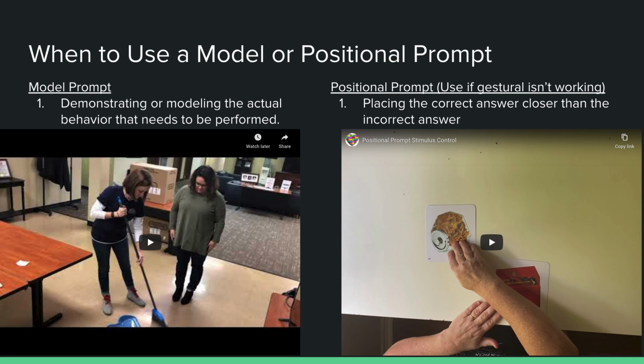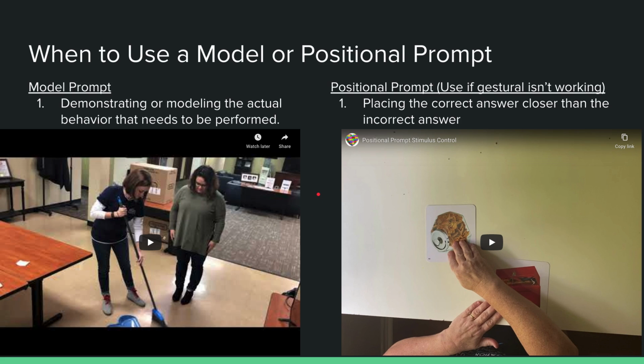Okay, so in that example, the trainer modeled the behavior and then provided the student with the opportunity to perform the same behavior, in this case, sweeping. So you could use that instead of a gestural prompt, which was pointing to the correct answer, when it would be appropriate to model something like washing your hands. It would be a good one to model. Demonstrating putting clothes, if you've got multiple clothes to put into the washing machine, you could put one in to model it, and then have the kid do the rest. That'd be a good example of a model prompt.